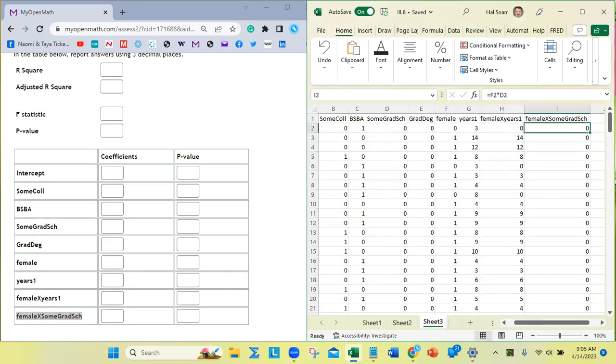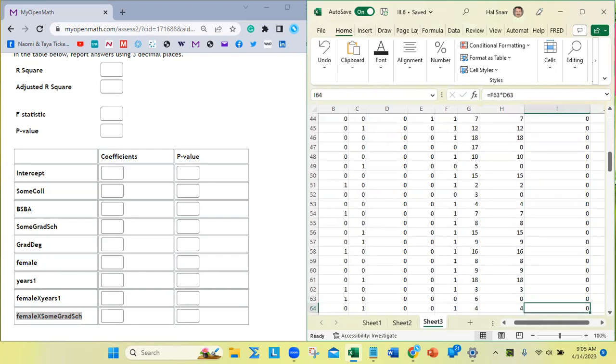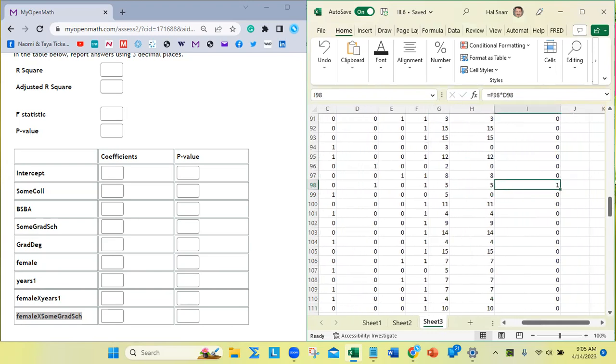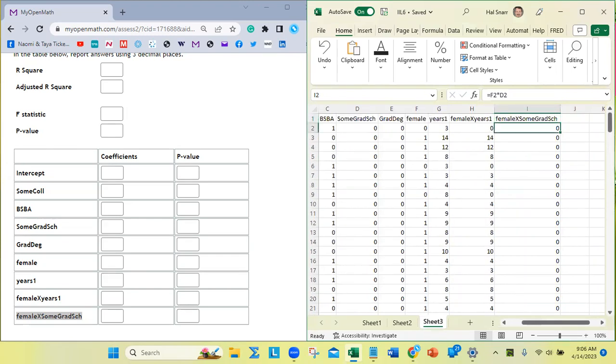And then over here, if there's a 1 here, there's a 1 here. And what this says is this particular individual was a female and had some graduate school, right? This person had some graduate school and is female, right? And there's not very many ones in this column, is there? Right? There's not very many ones in this column. And these again are called interaction variables.